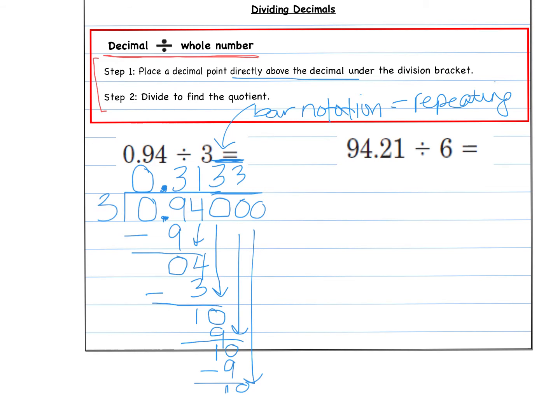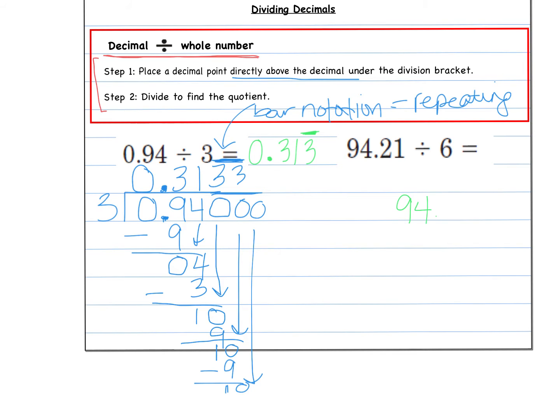So my answer then, I would write it as 0.313 repeating, but I'm only putting the bar notation over the last 3, because that tells me that it's really 0.31333333 and so forth.